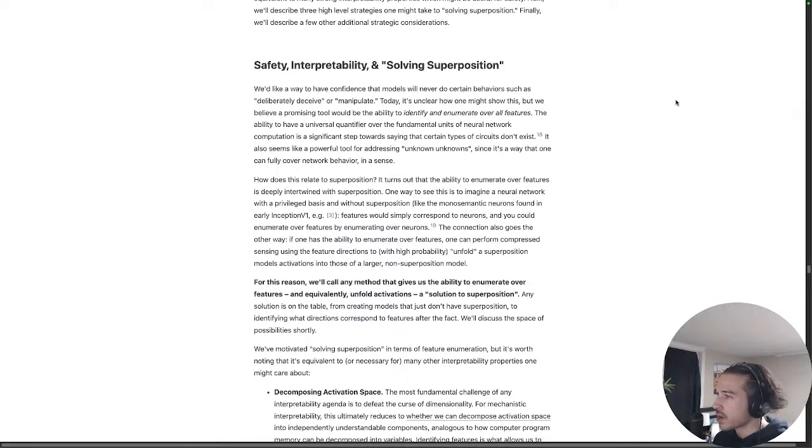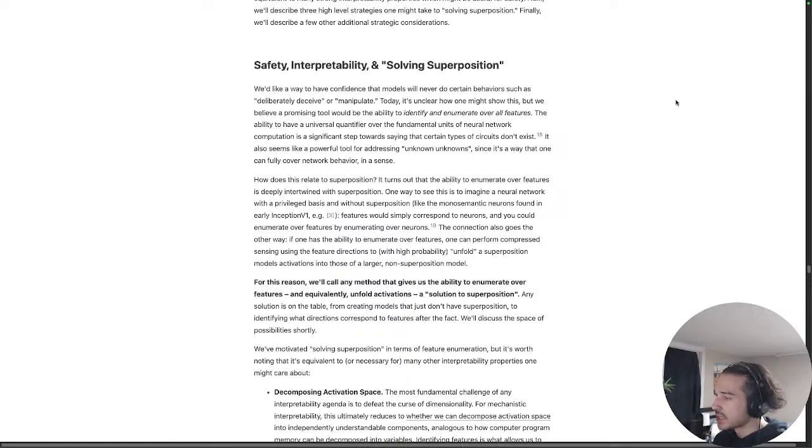We'd like a way to have confidence that models will never do certain behaviors, such as deliberately deceive or manipulate. Today, it's unclear how one might show this, but we believe a promising tool would be the ability to identify and enumerate over all features. The ability to have a universal quantifier over the fundamental units of neural network computation is a significant step towards saying that certain types of circuits don't exist. It also seems like a powerful tool for addressing unknown unknowns, since it's a way that one can fully cover network behavior in a sense.